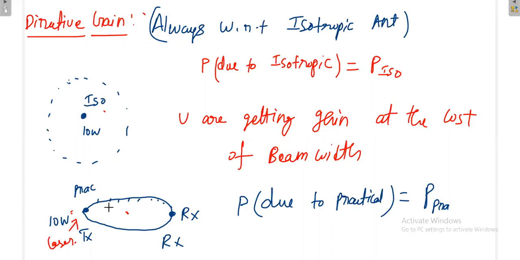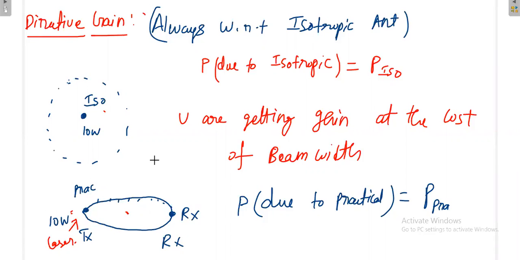Then I get more gain as compared to the isotropic antenna. I get more gain because in practice, our communication is fixed, sir. We know the transmitter, we know where the receiver will be. Then what is the need of transmitting power everywhere? So that's why we can concentrate our power only in a specific direction.